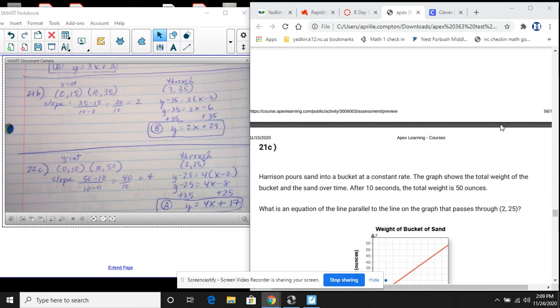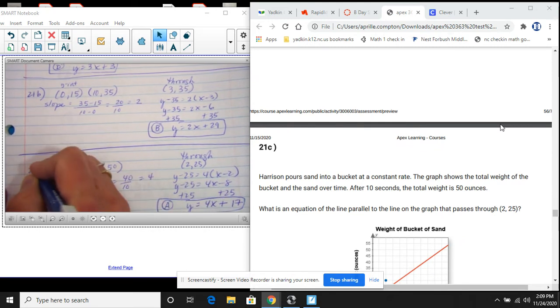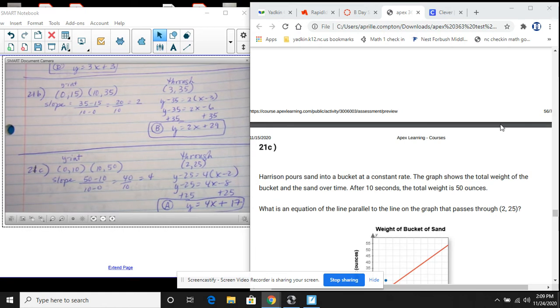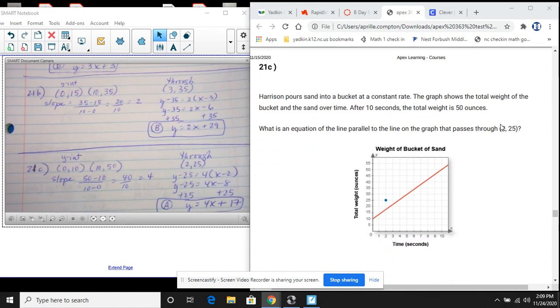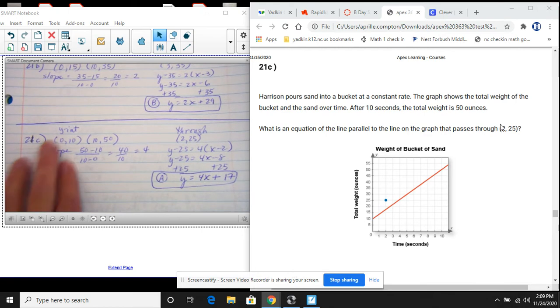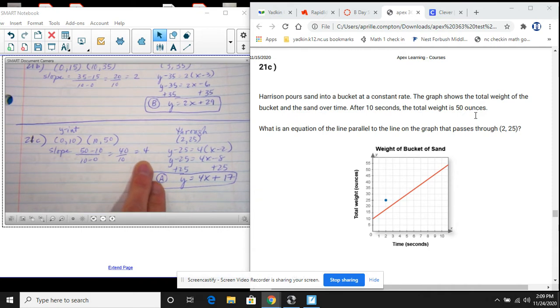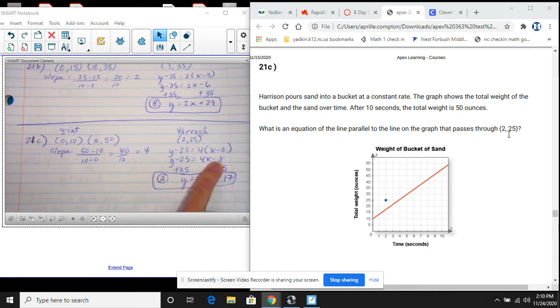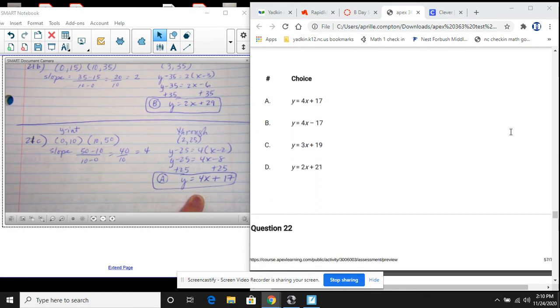And then 21C, that's supposed to be a 1 there. 21C, y-intercept is (0, 10), so that's 1 point I can use. Another point, after 10 seconds, the weight is 50 ounces. That's another point I can use to find the slope, which is 4. It tells us it needs to go through point (2, 25). So using this point and a slope of 4, write an equation in point-slope form. Distribute your 4, add 25, and you get answer choice A.